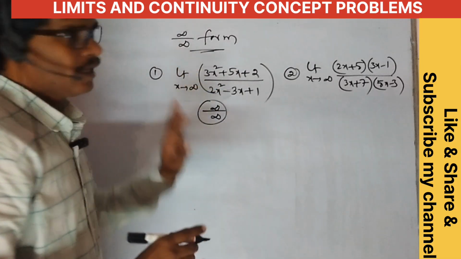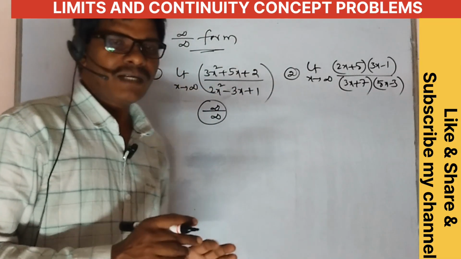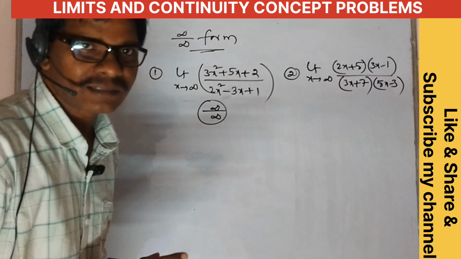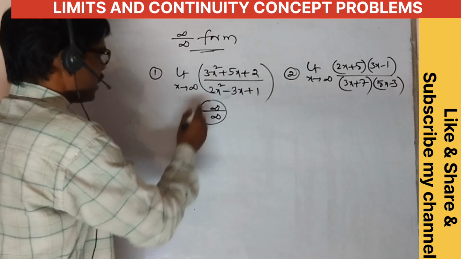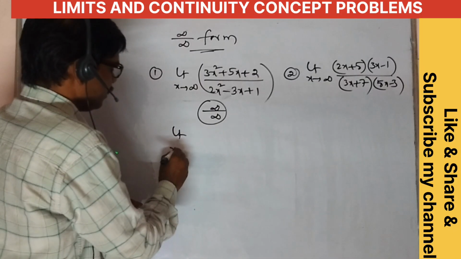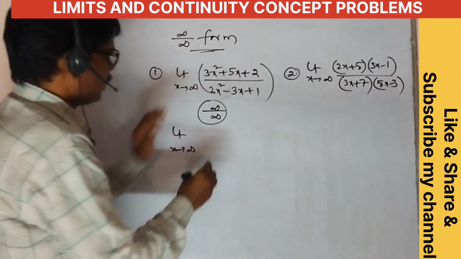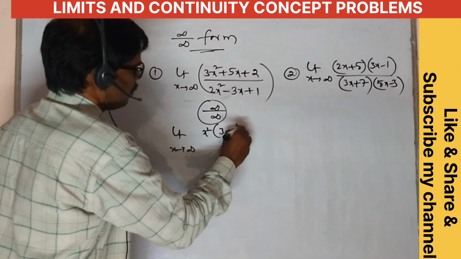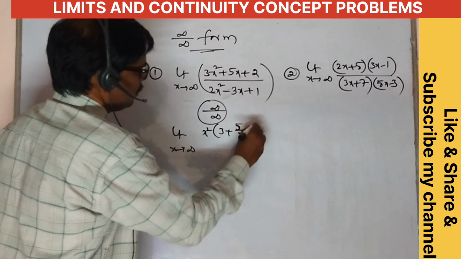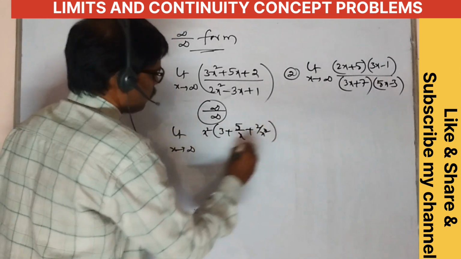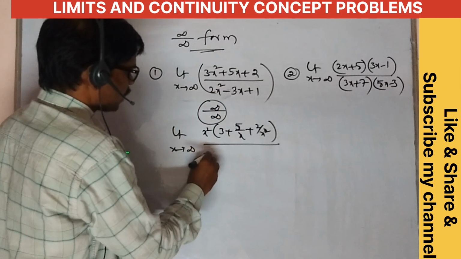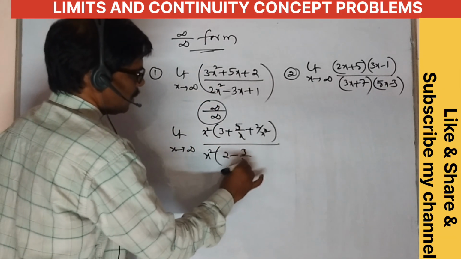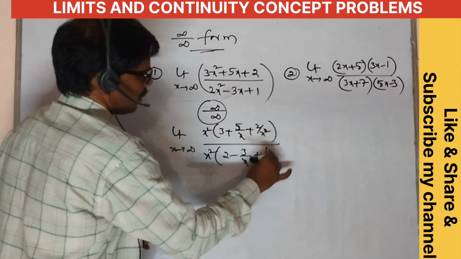In this case, what is the highest power? The leading coefficient is our answer. Here is another method: limit x tends to infinity. What is common? Here x square is common in the numerator: 3 plus 5 by x plus 2 by x square. In the denominator also x square is common: 2 minus 3 by x plus 1 by x square.